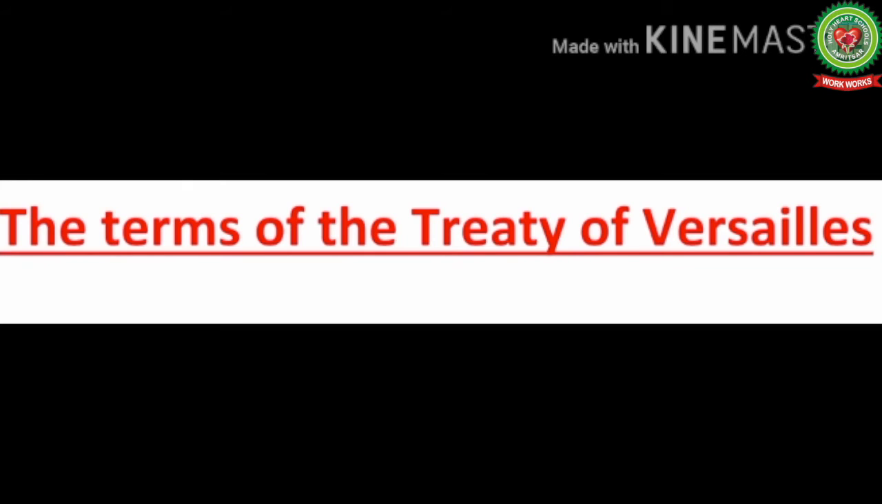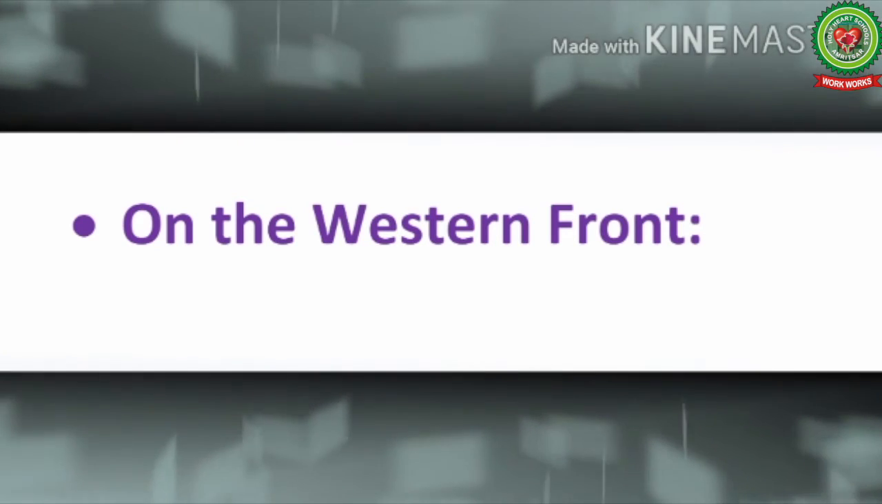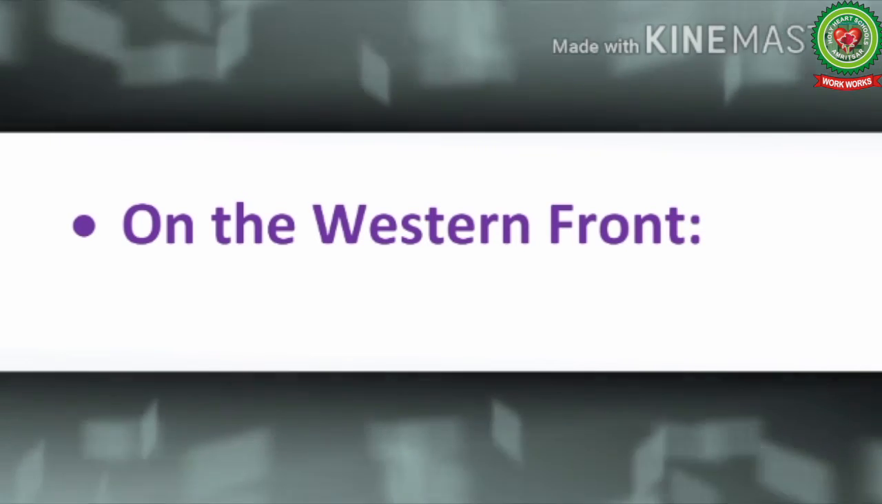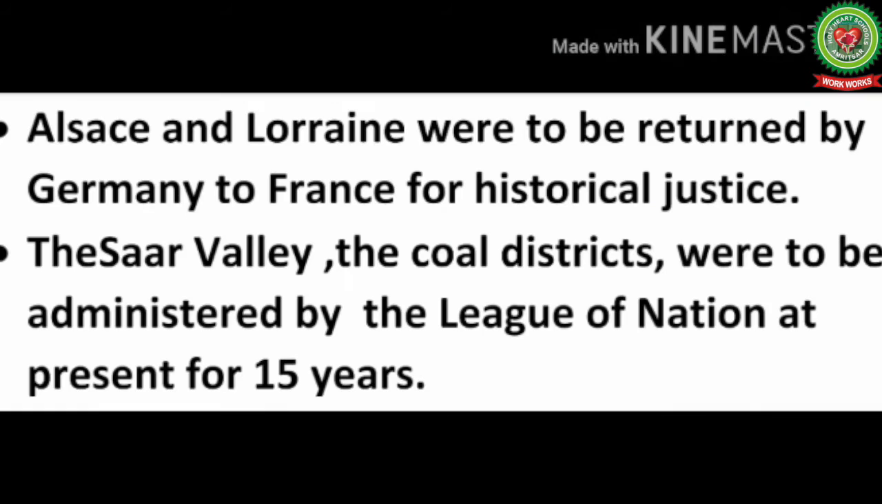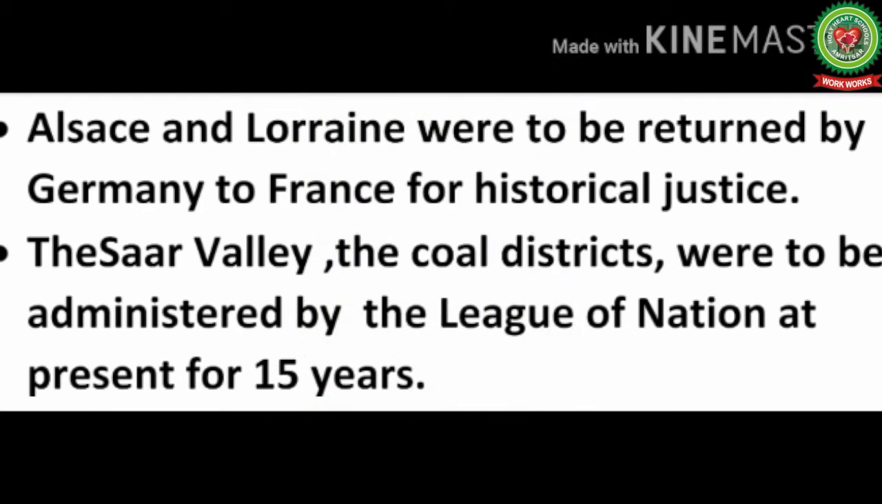Let's discuss the terms of the Treaty of Versailles in detail. Here is a document of the Treaty of Versailles. Firstly, we will discuss what the terms of the Treaty of Versailles were on the Western Front for Germany. Alsace and Lorraine were to be returned by Germany to France for historical justice. The Saar Valley, the coal districts, were to be administered by the League of Nations for 15 years.